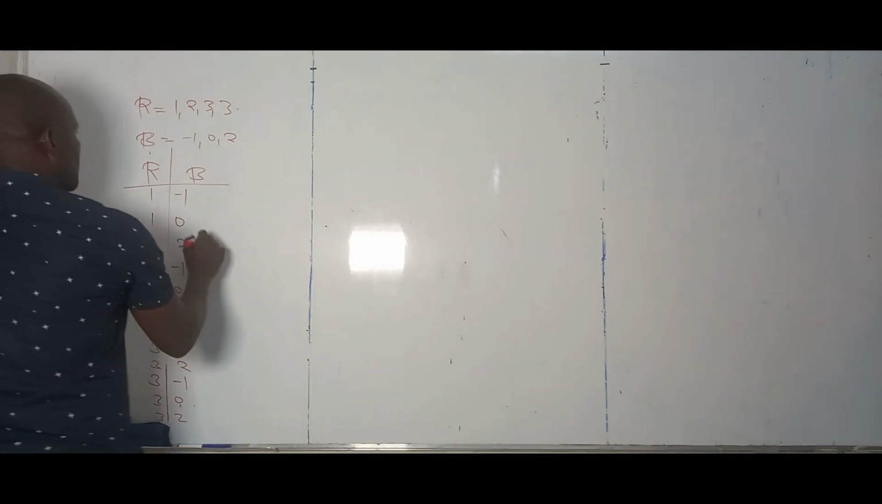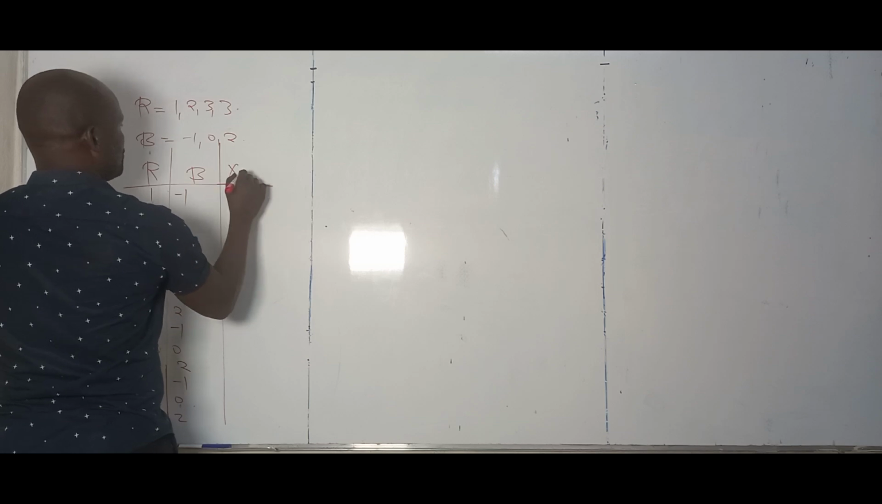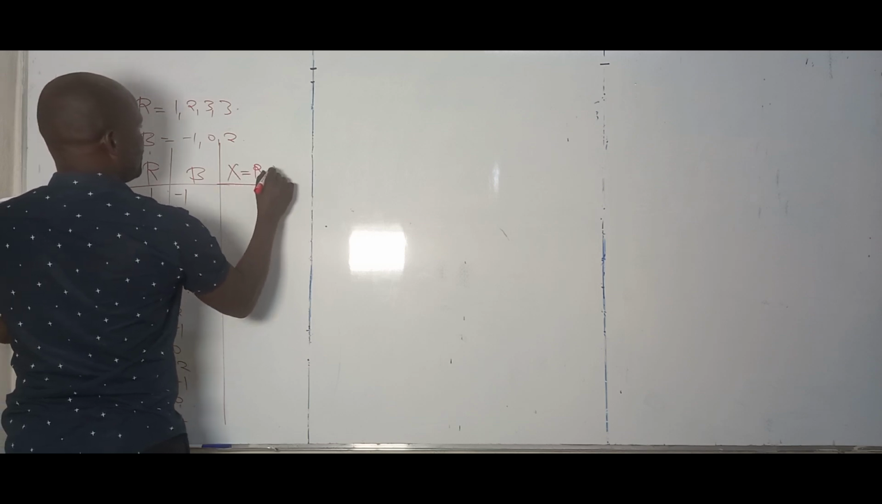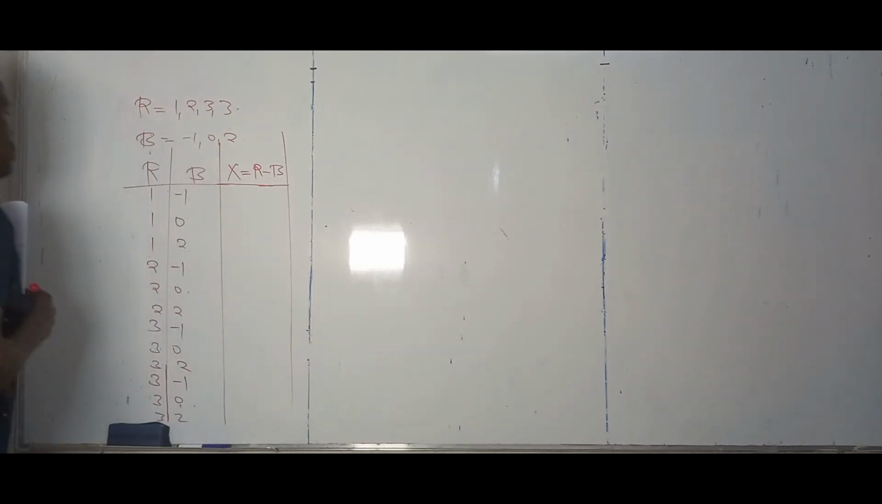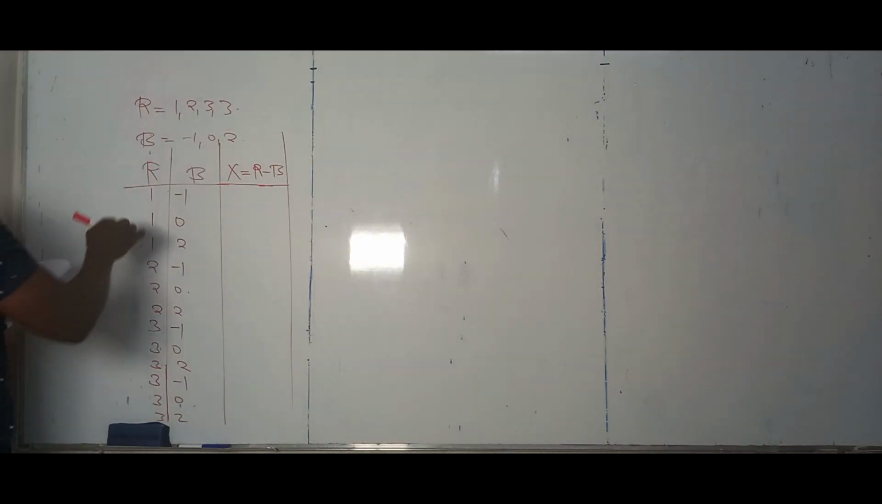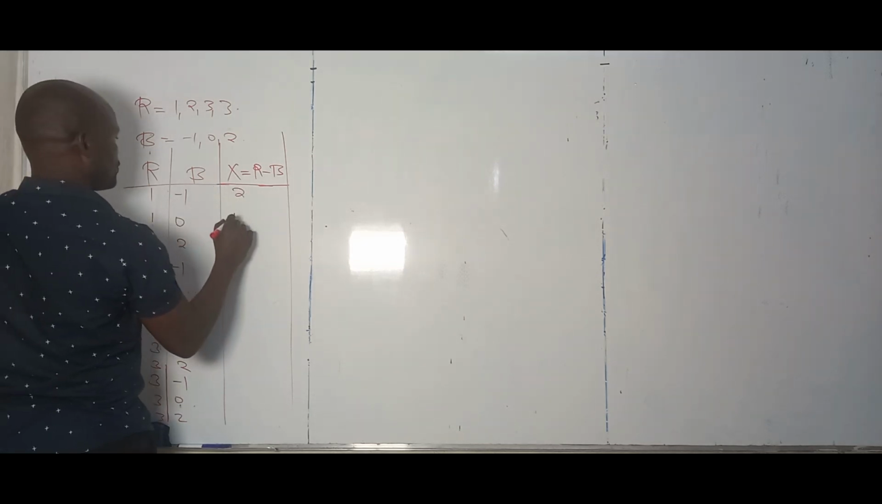Now let me see what my random variable X looks like. X is the difference between the red and blue scores. So 1 minus -1 is 2, and 1 minus 0 is 1.